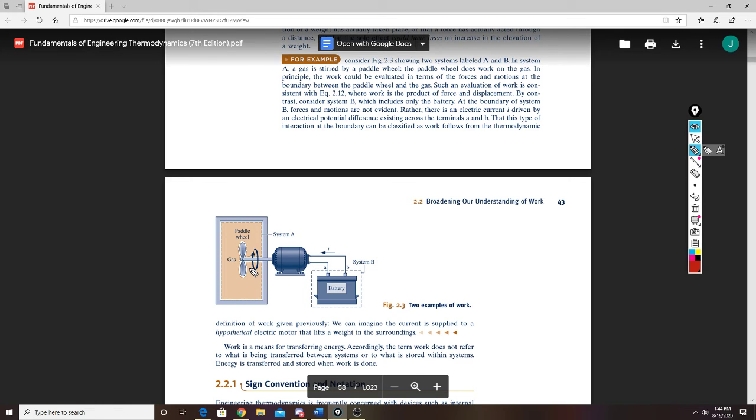Would you guys agree that as this thing turns, it is essentially doing work? It is spinning and it is giving energy over to the gas in terms of its work spinning, right? Essentially, it's a transfer of energy. All right, and then it says, in principle, the work could be evaluated in terms of the forces and motions at the boundary between the paddle wheel and the gas. Such an evaluation of work is consistent with the previous equation.